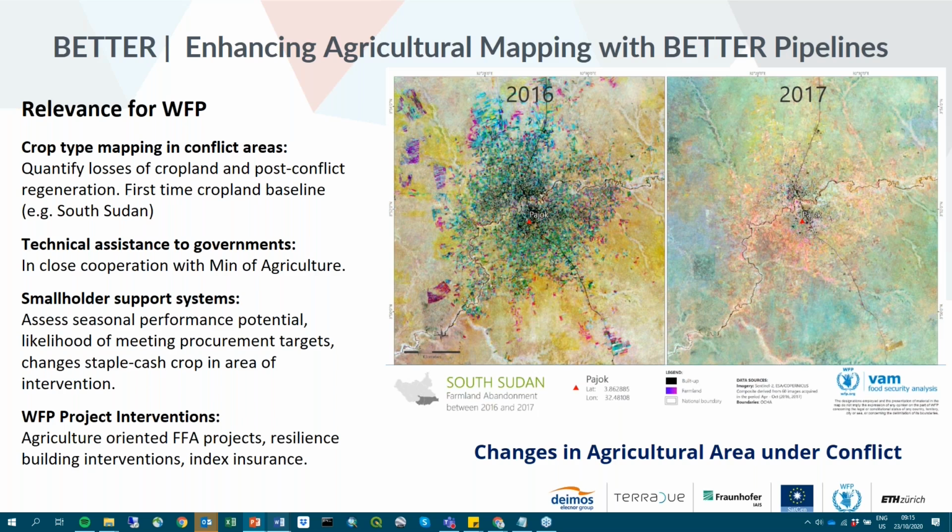Ourselves, the WFP, we engage in a variety of interventions that are not necessarily just the classic provision of food. We also have work on, for instance, smallholder support systems, and in that case there could be a case made for cropland information to assess the seasonal performance potential of the areas of intervention and the likelihood of meeting procurement targets, because the WFP also has initiatives on procurement of cereals from smallholder farmers. You could look at potential changes from staple to cash crops and vice versa in the areas of intervention. And finally, also in terms of direct interventions like index insurance and resilience building interventions in different areas. So that's the relevance and motivation.